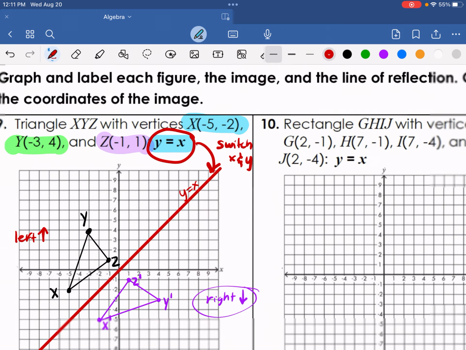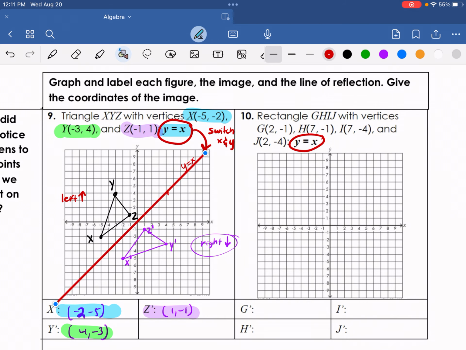So for the next problem, because you're reflecting on the same line, you can just use the pattern, or you can still count. But again, it only works because the line of reflection, this one, is going through 0, 0, and the slope is 1. If you move it higher or lower, the pattern will not work.